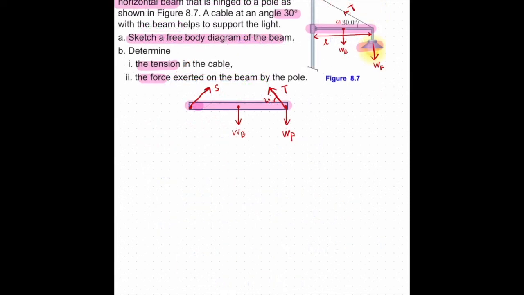Okay, next question B2, which is to determine the force exerted on the beam by the pole. This means the question needs us to find the force exerted at this point, which is S. Before we find S, we know that S is the resultant of the normal force, or we can also write as x, which is resolving S for component X, then S for component Y. Then we need to find Sx and Sy to find S, which is the force exerted on the beam by the pole.